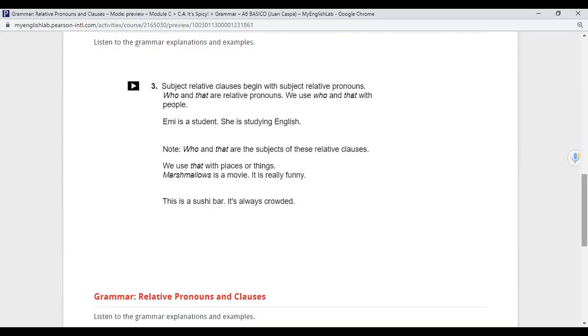Okay, and the other one is subject relative clauses, which begin with subject relative pronouns. Who and that are relative pronouns, for example, right? And we use who and that with people. Amy is a student. She's studying English. Who and that are the subjects of relative clauses, right? Especially when we talk about people.